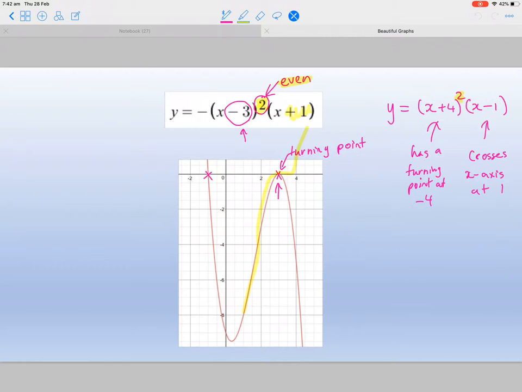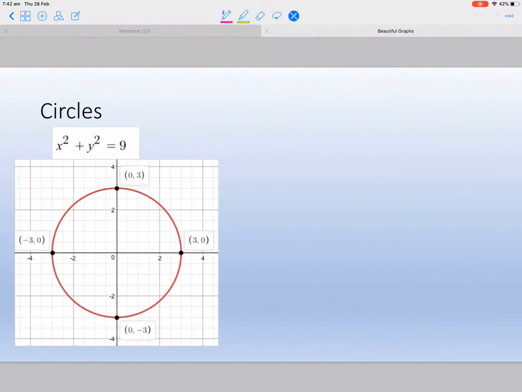Okay, so we've done that. And like I said, I'm going to keep moving along. And let's go to circles. All right, so circles are written in this form. x plus h, all squared, plus y plus k, all squared, equals r squared.